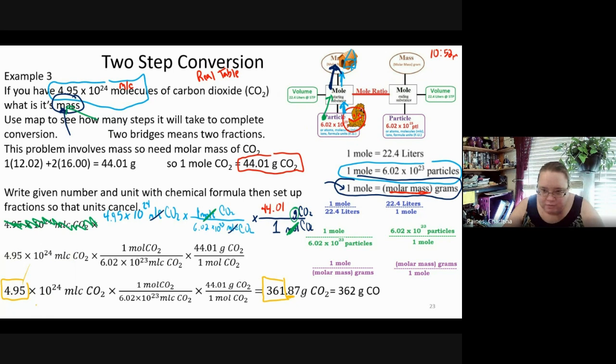Where'd it go? I don't like yellow. Brown. So I know I'm keeping the first 3 digits. I look at that 4th digit. It's 8. That's a 5 or more. So we raise the score. So it's 362 grams of CO2.